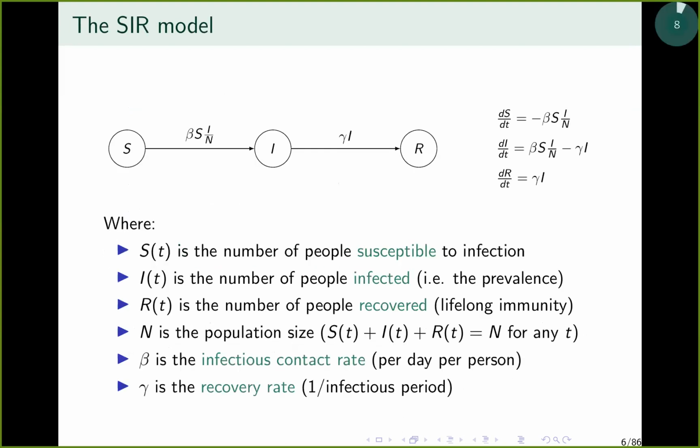So if we dig a bit more into the SIR model, S(t) is the number of people susceptible to infection. I is the number of people infected, like the prevalence. R here is the number of people recovered, and here you assume that they stay recovered for life, basically. And then you have the total population size N, which is just the sum of the three. And you have these two parameters that determine everything in the model: beta, the infectious contact rate per day per person, and gamma, which is the recovery rate. And the recovery rate corresponds to 1 over the infectious period.